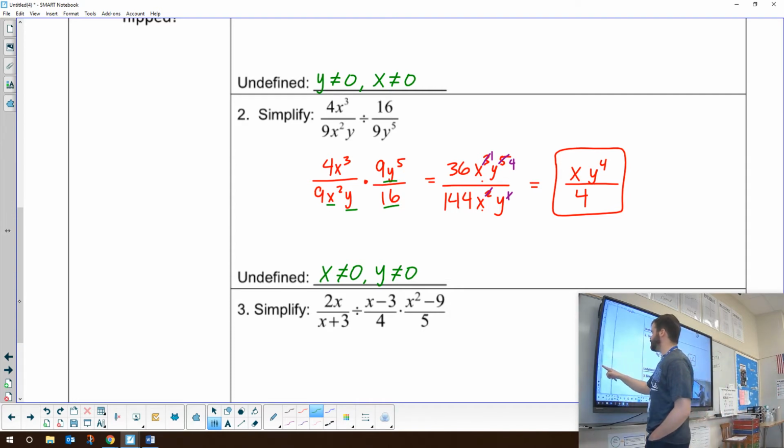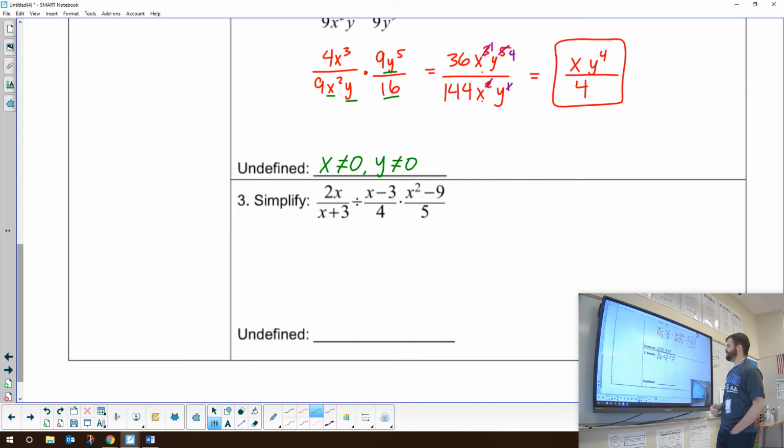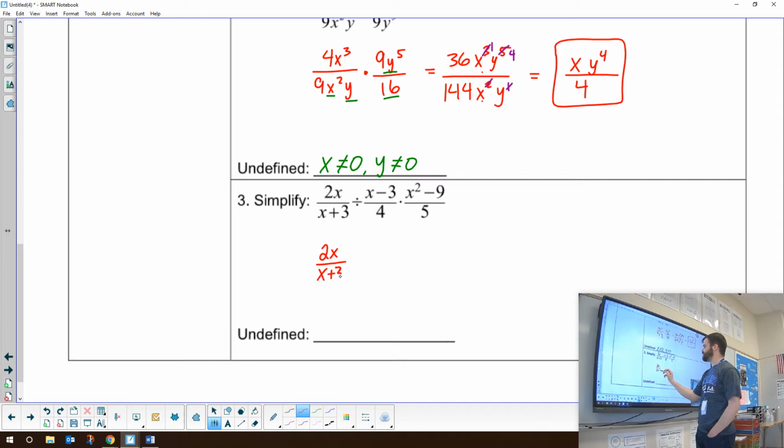Take a look at number 3 with me. So number 3, a little bit complicated here. What we're going to do is I'm just going to rewrite this 2x over x plus 3. That is my first fraction. So my first fraction, we have 2x over x plus 3. And I'm going to go ahead and put parentheses around that x plus 3 to show that it's its own factor. Then we are dividing my second fraction.